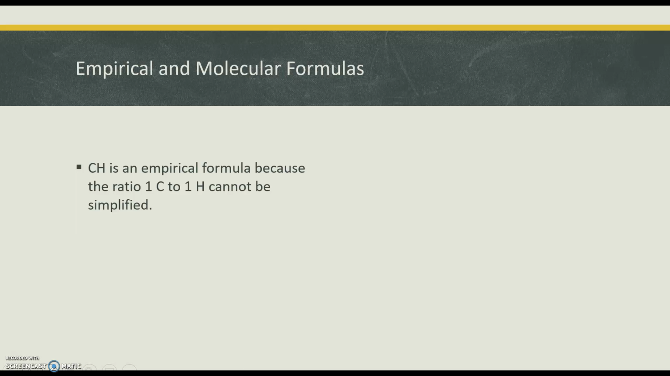An example of an empirical formula is CH. The ratio 1 carbon to 1 hydrogen can't be simplified any further. However, C2H2 is a molecular formula. It shows that we have 2 carbon atoms and 2 hydrogen atoms in this compound. It is also the second multiple of CH.